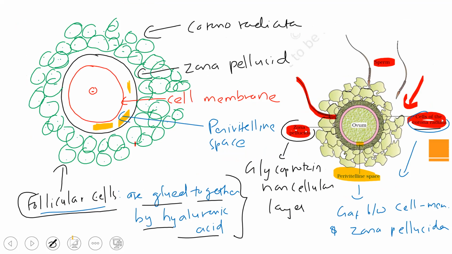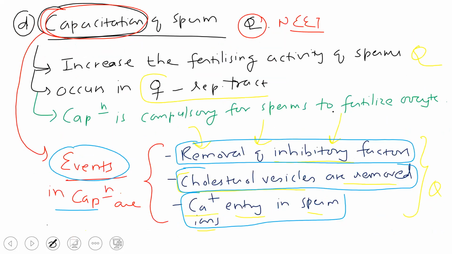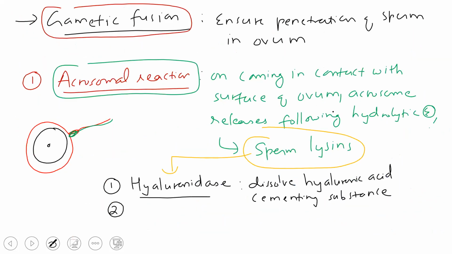It is made from hyaluron, sort of a glycopolysaccharide, so it's a proteoglycan as such. This is to destroy the cementing substance so the sperms can enter through this and reach over here. It dissolves hyaluronic acid between the follicular cells, so that the corona radiata cells can be penetrated.